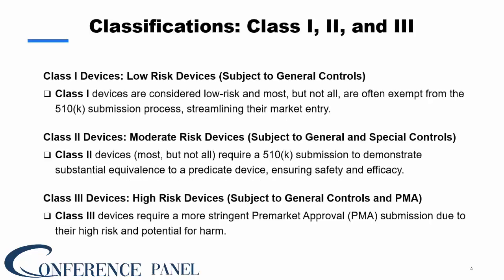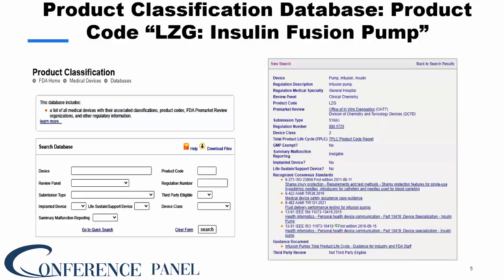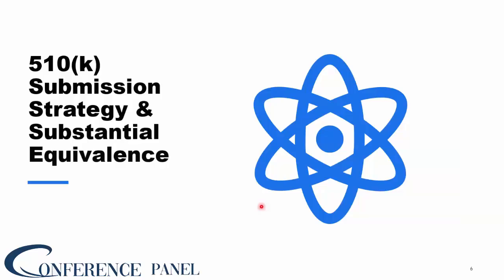So device classification and regulatory pathways. There is a three-tier system in the US: class 1, 2, 3. These are the general controls that apply to all device types. Now let's talk about the product classification database. So now let's talk about 510K submission strategy and substantial equivalence.